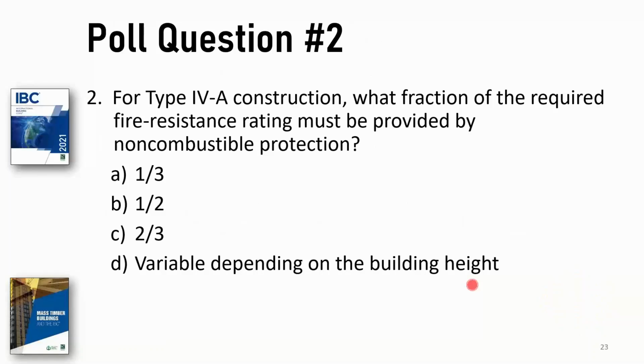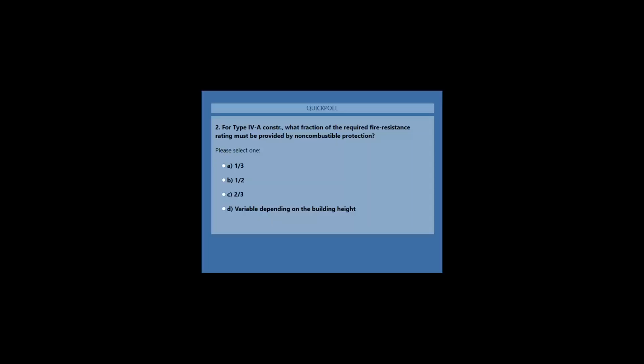All right, a poll question. So I'll turn this over to Marcy and see if you caught what I've said about type 4A construction. Sure. I'm sorry, 4A. And you know what? I may have done that to you in the morning session too. So type 4A construction, what fraction of the required fire resistance rating must be provided by non-combustible protection? Is it 1/3, 1/2, 2/3, or variable depending on the building height?